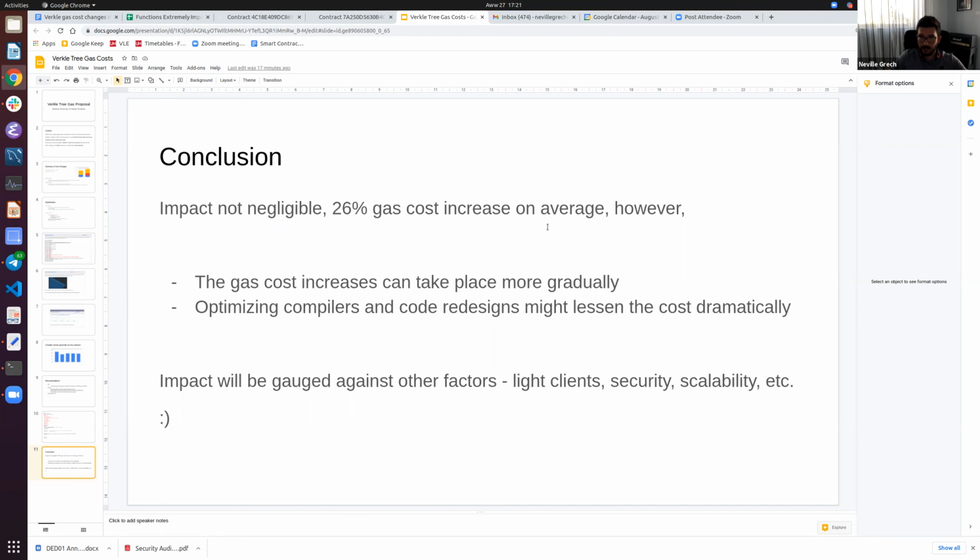You've got a 26% gas cost increase on average. However, this assumes that the code will remain the same, that the compiler developers will not come up with better optimizations, and that the engineers will not change their code style. And in any case, the gas cost can be increased a little more gradually. Of course, this impact has to be gauged against other factors. All right, so that's what I had prepared. We can go through questions and maybe more things in the report.